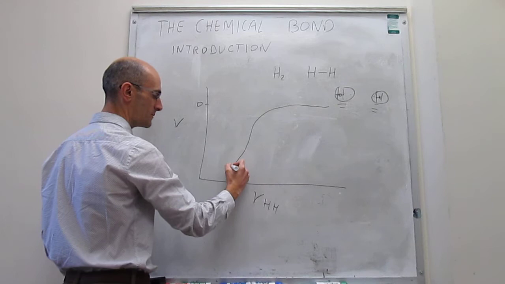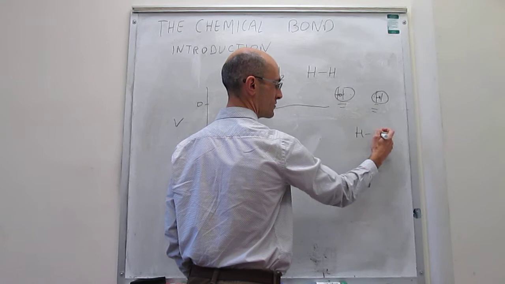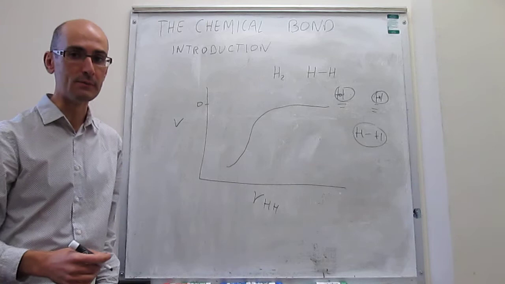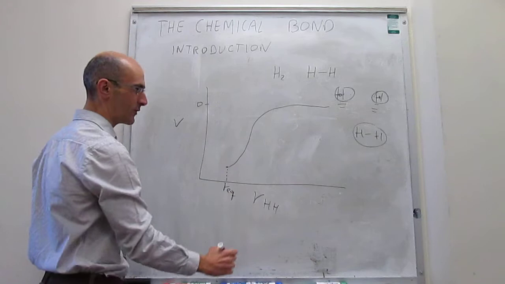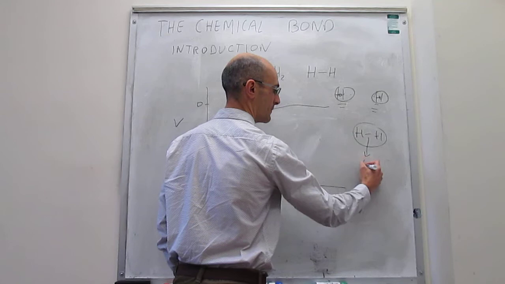The energy drops until the atoms reach a distance at which the cross attraction between the electrons and the nuclei is maximum, and the molecule reaches its most stable geometry. This is the point where the energy becomes a minimum, and we call this the equilibrium distance for a molecule. Experimentally, this equilibrium distance for the H2 bond is about 0.74 angstrom.